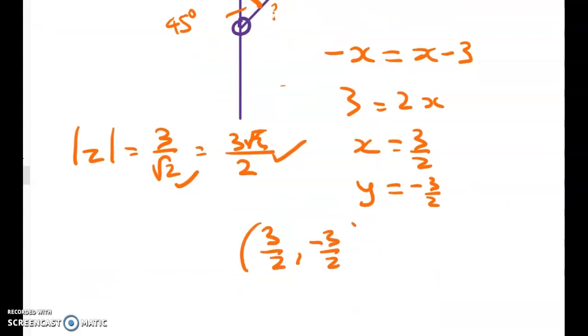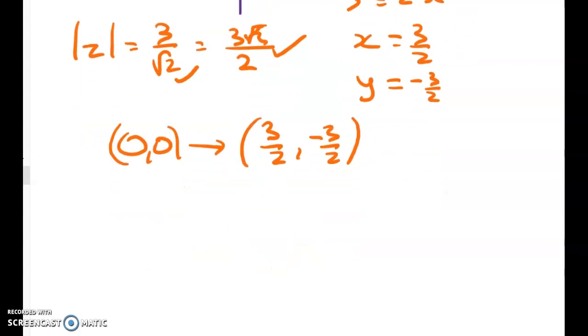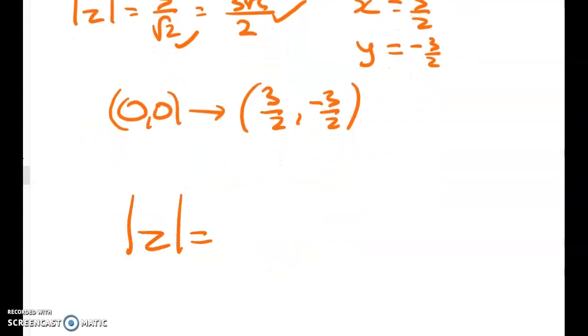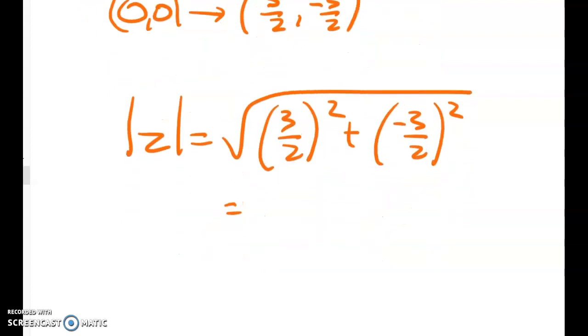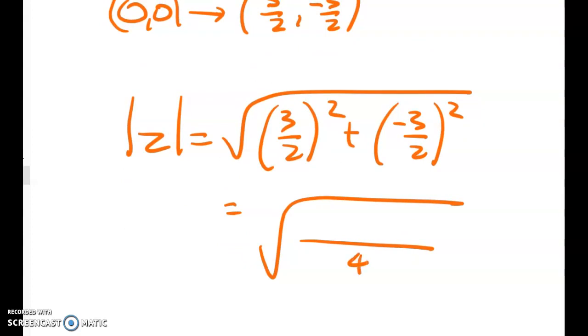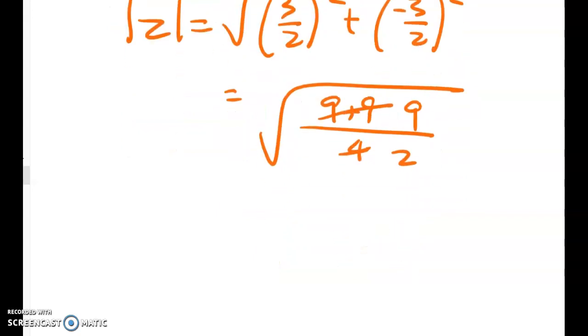and then we can figure out the distance from the origin to that using Pythagoras. And it will be 3 over 2 squared plus negative 3 over 2 squared, which gives me, this is very slow, but here we've got 4, and up here we've got 9 plus 9. So that's 18 over 4, and this is 9 over 2, which gives me 3 over root 2, as before.